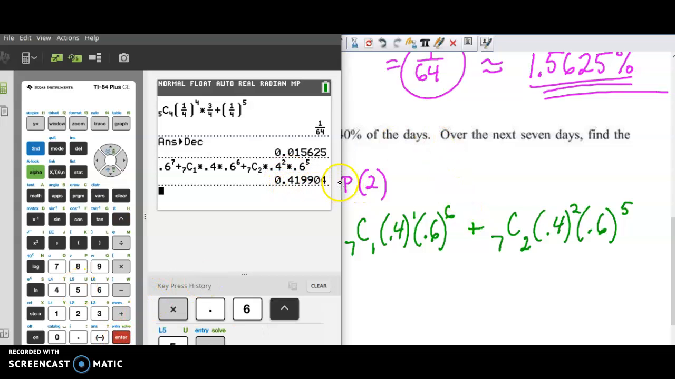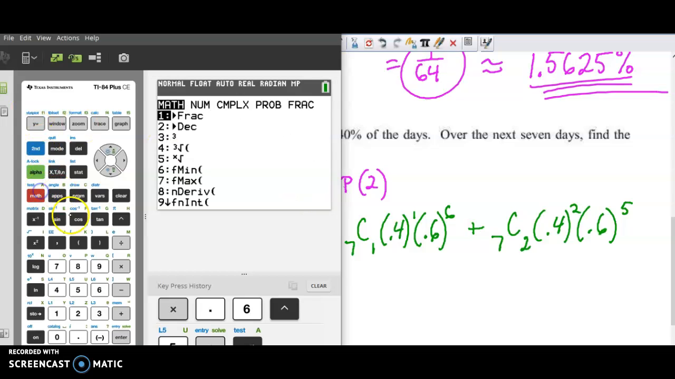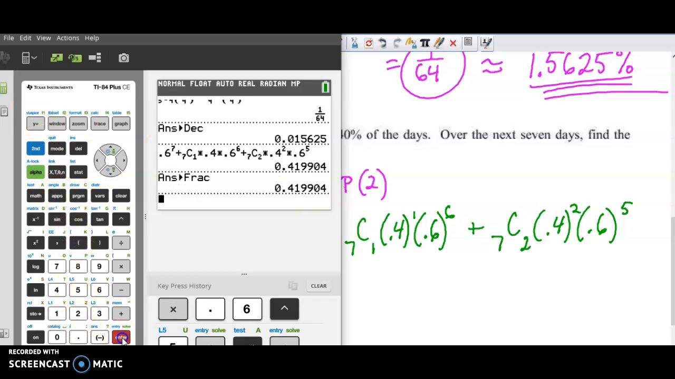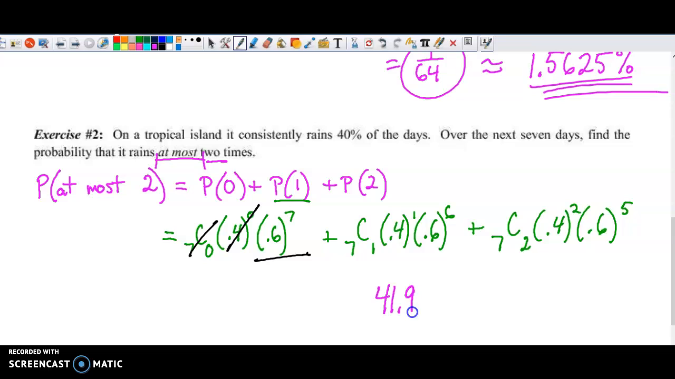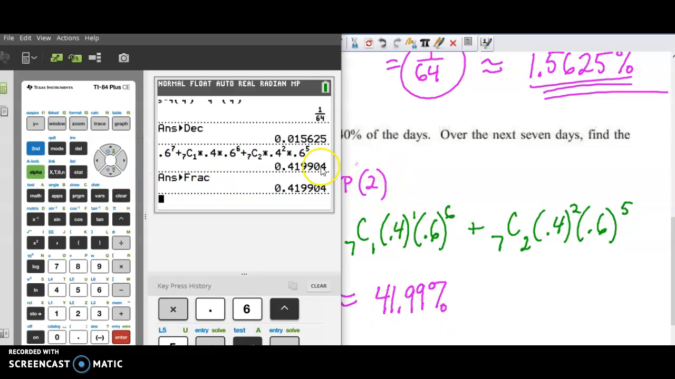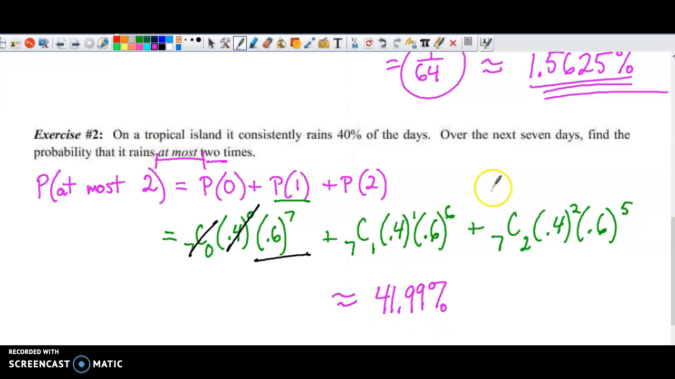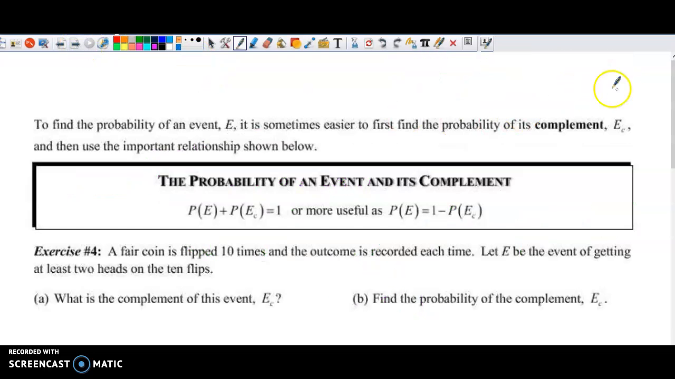You can leave it as a decimal. If you feel like changing it to a fraction, you can. Apparently it won't let me. So let's just go ahead and write it as 41.99%. And you can round that up to 42%. You know, I'm good, if you do something like that, 42.0.